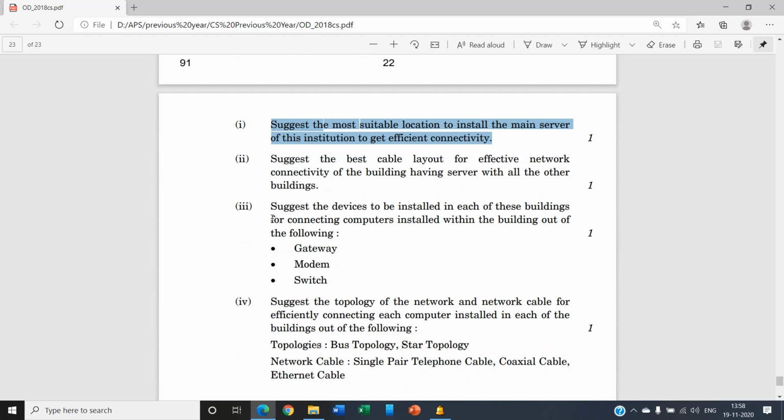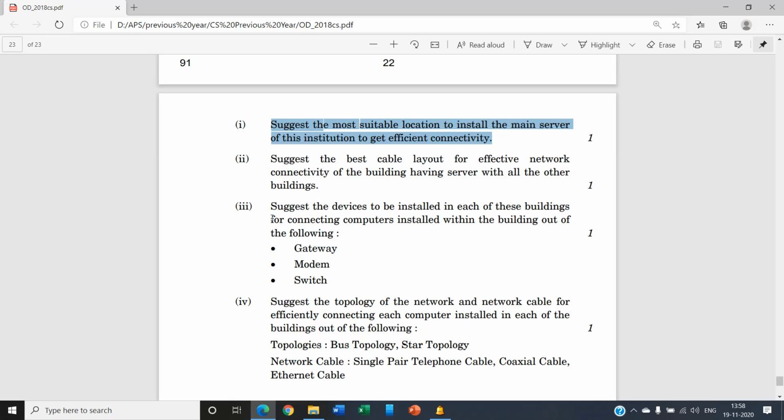Now coming to the third point: suggest the device to be installed in each of these buildings for connecting computers installed within the building out of the following. In this scenario, gateway is not your choice because it is used to connect dissimilar networks. Modem is used to modulate and demodulate; actually, it is used to connect to the internet. Switch is your device because it is used to share connections. So a switch should be installed in each and every building.